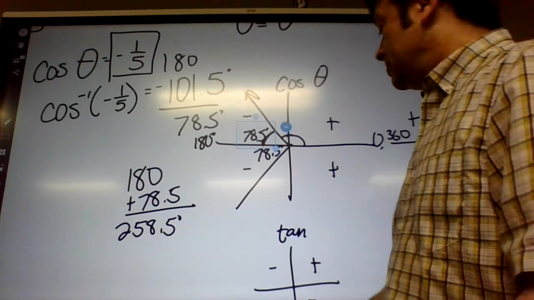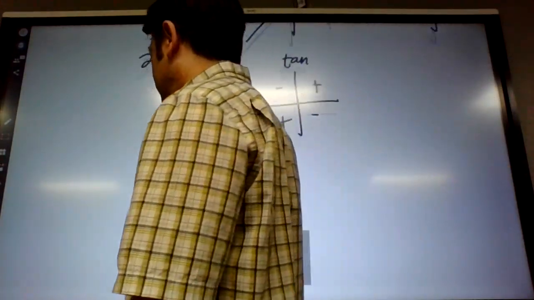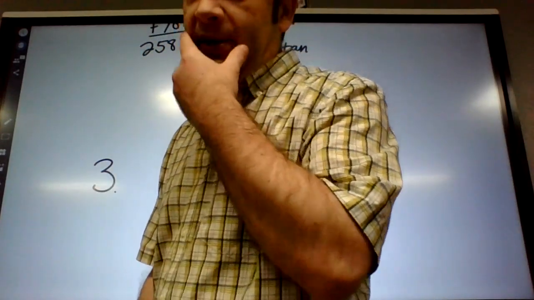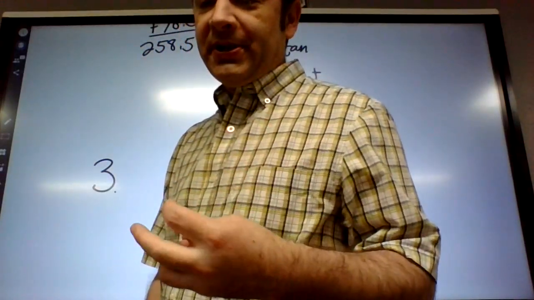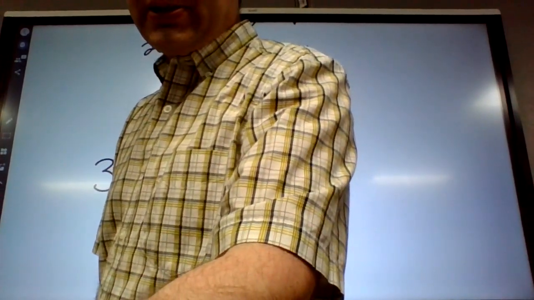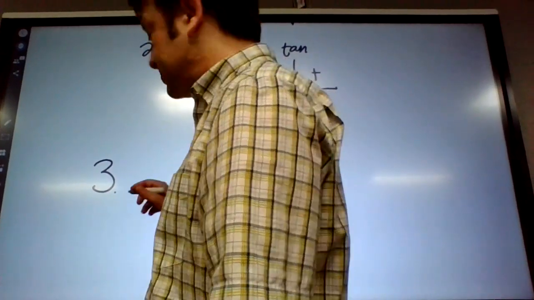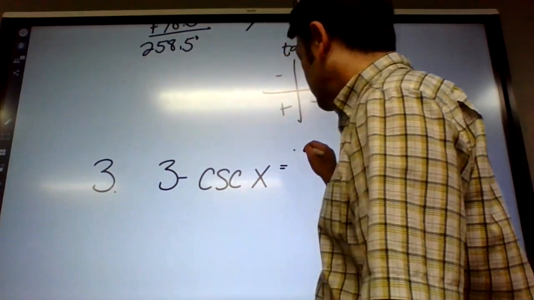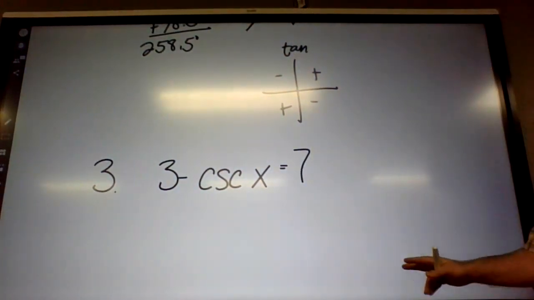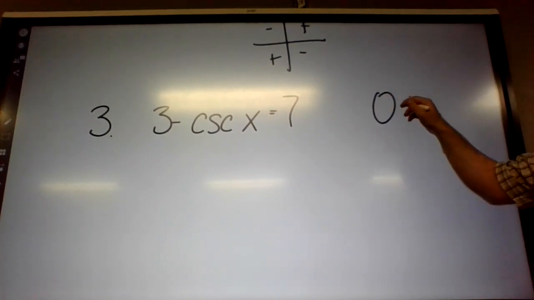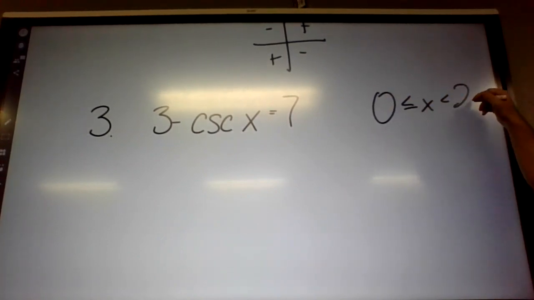Alright. Number 3. Kind of the same thing. Okay, you will need to know SOHCAHTOA and all that stuff. That's more next chapter. We'll do that tomorrow. But 3 is 3 minus cosecant x equals 7. Okay, so how would I start this one? Oh, the directions say we have to use 0 to 2 pi, which means we should be in radians.